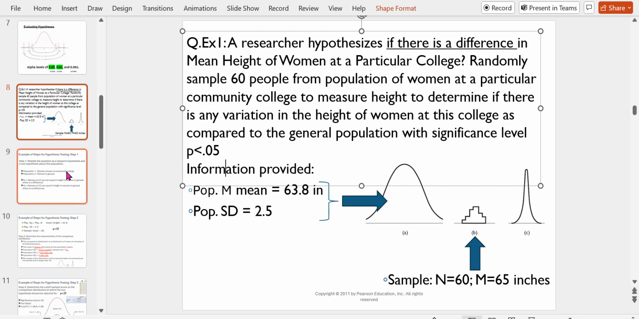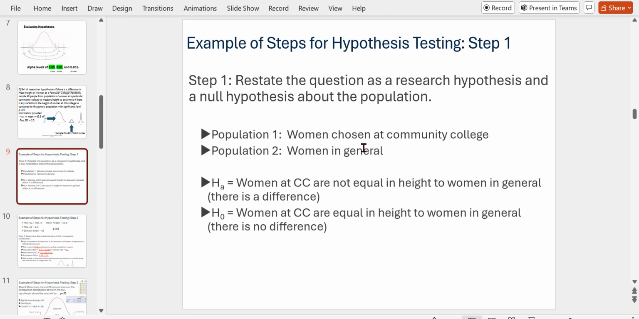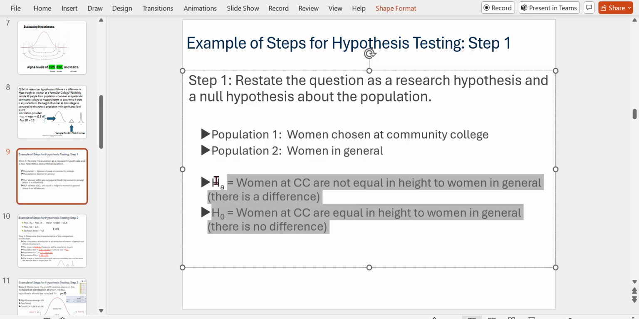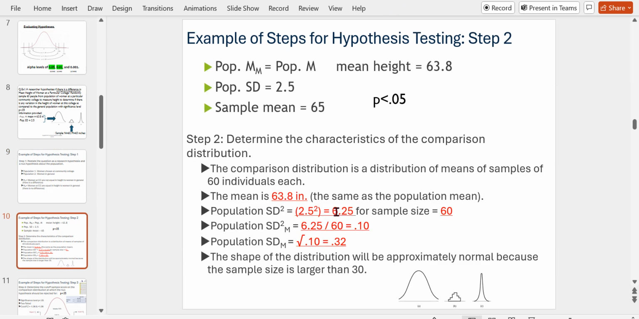Now let's have a look. So step 1, we've looked at it, right? There's your 2 pops. Identify them. Here's your 2 hypotheses, your alternative and your null. Go for it. Let's go.